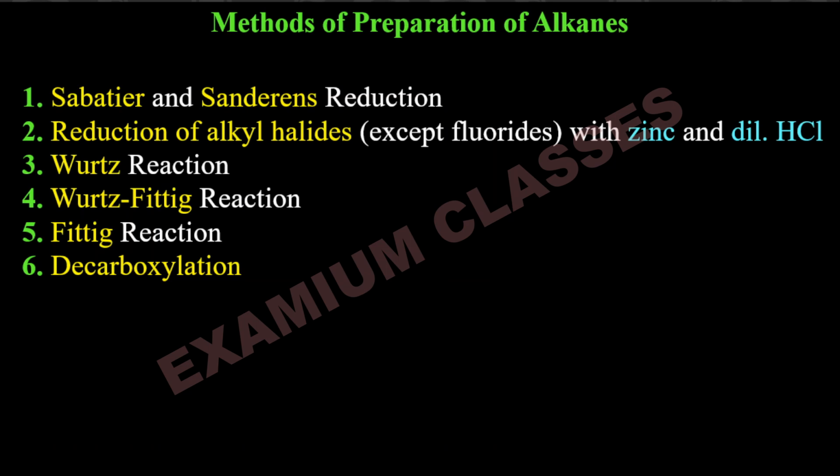The next one is decarboxylation. As the name suggests, the carboxyl group goes away from the sodium salt of carboxylic acids. So suppose we have CH3COOH, acetic acid; the sodium salt will be CH3COONa. From this, the carboxyl group will go away. Then the last one, the Kolbe electrolytic method.